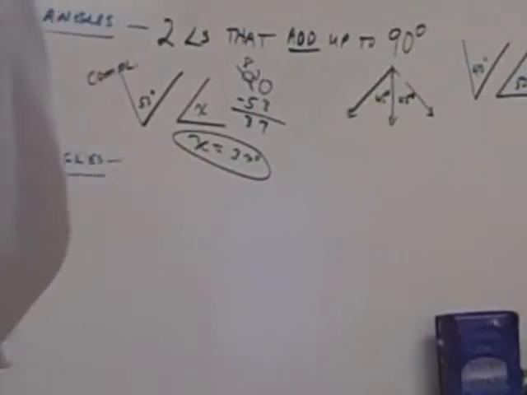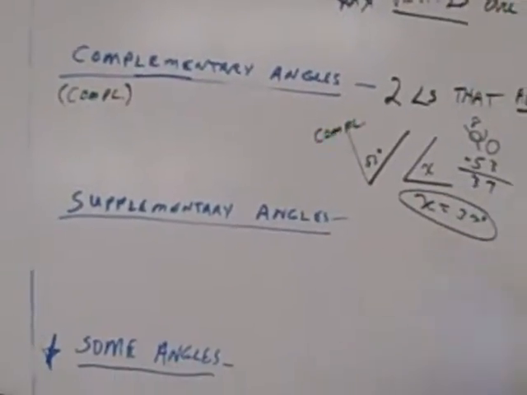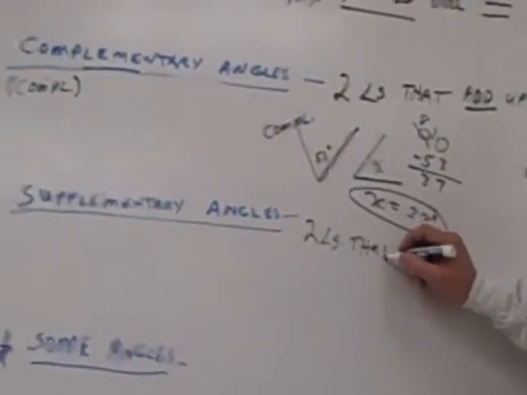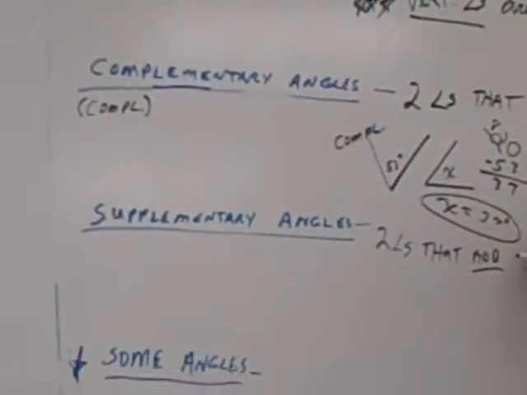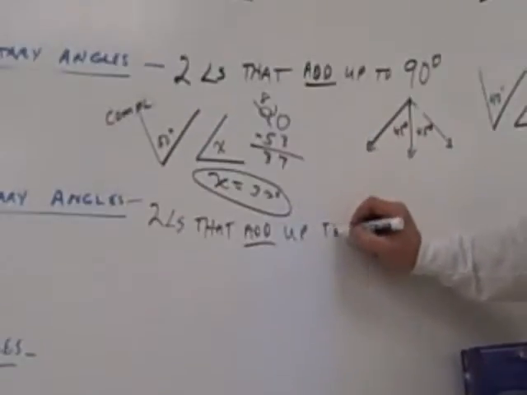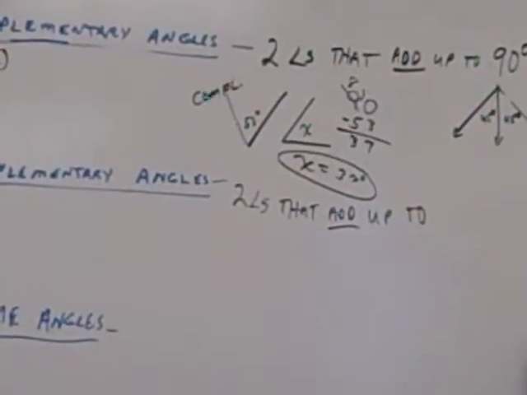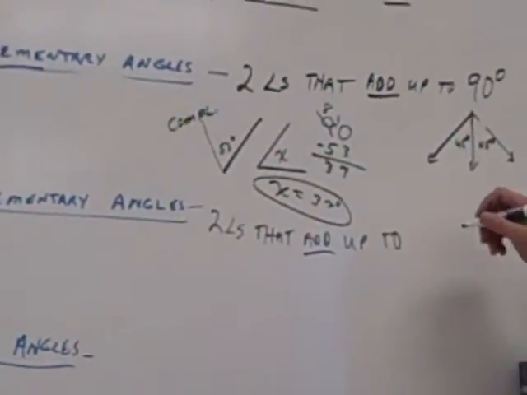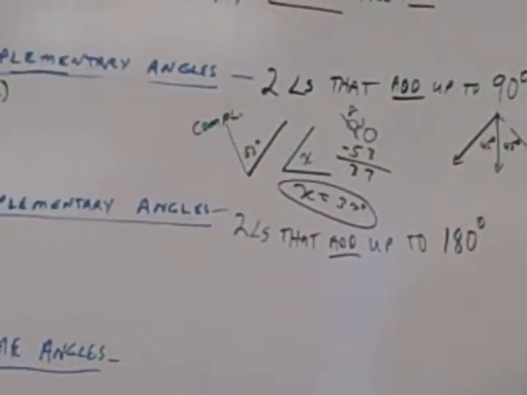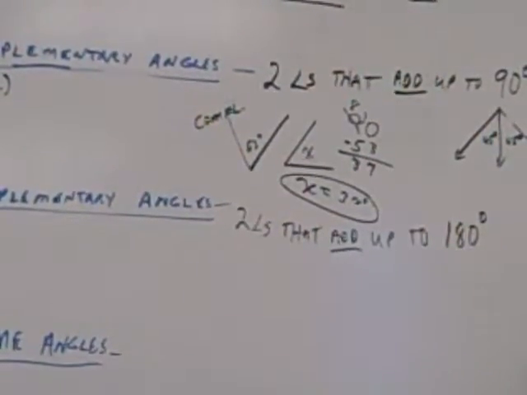Okay. Supplementary angles. Two angles that add up to... This sounds pretty familiar. Oh, what's the other fancy number that's always there? 180 is a special number in geometry. Very good. 160 is not a special one. I said 360. And then the other one is 360. Good job, brother. You're right.